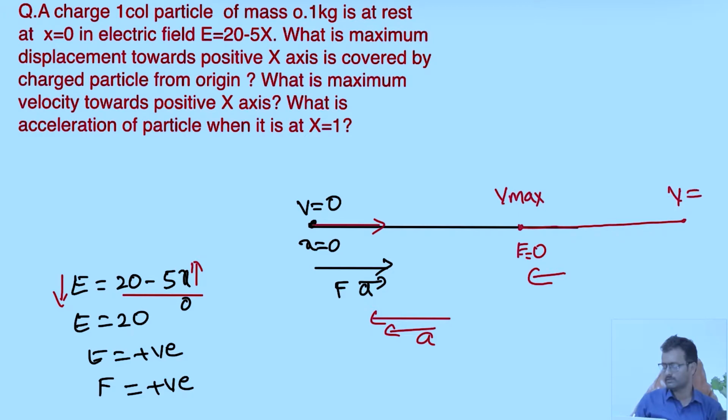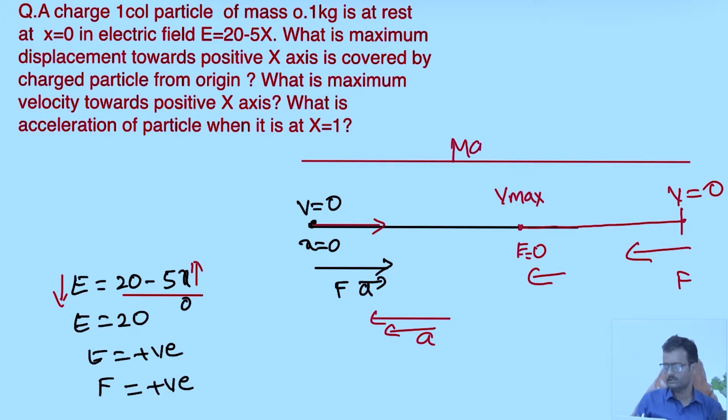Somewhere it becomes 0. Suppose velocity is 0 at this point and it returns back towards the left side because force is along this direction. So this is the maximum displacement. So at the maximum displacement, velocity is 0. So I want a relation between V and X, then we get the answer.